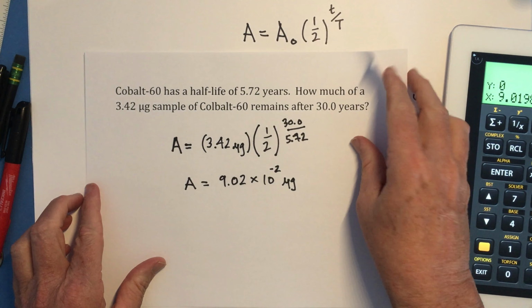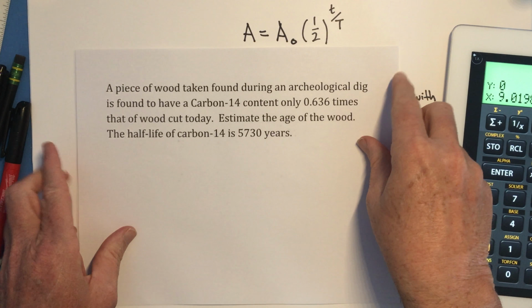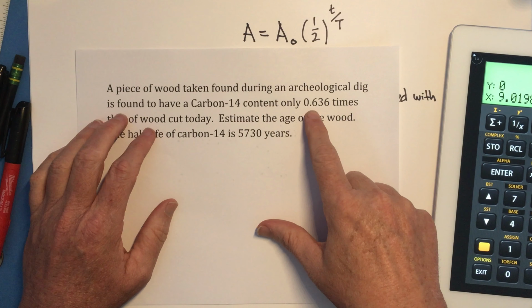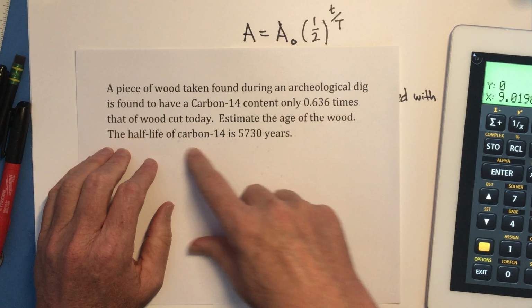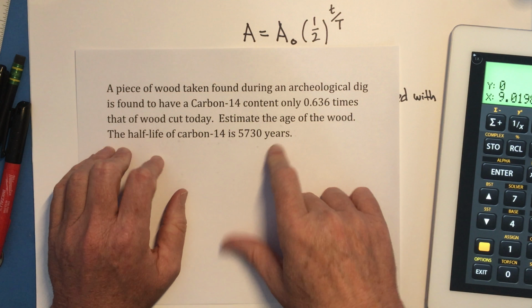Let's try this one right here. A piece of wood taken during an archaeological dig is found to have a carbon-14 content only 0.636 times that of wood cut today. Estimate the age of the wood. The half-life of carbon-14 is 5,730 years.